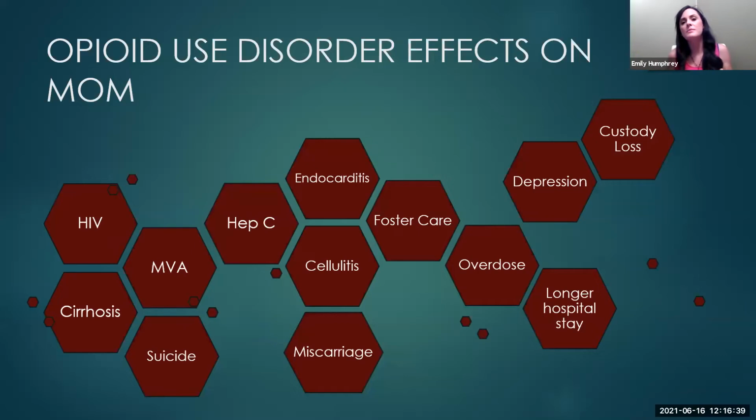How does it affect moms? So besides opioid overdoses, there's other ways it affects. If you're injecting, it puts them at a high risk of HIV, hepatitis C, cirrhosis, motor vehicle accidents, suicide, infections, right? Cellulitis, endocarditis of the heart, increases miscarriages. For moms that do carry to term, there's more likely custody loss, foster care, depression, longer hospital stays. So many sequelae. This slide could go on.